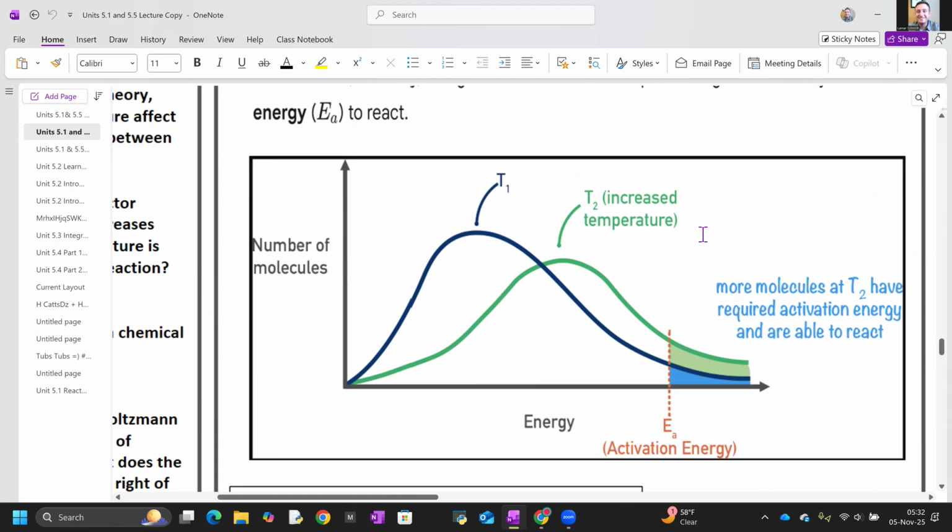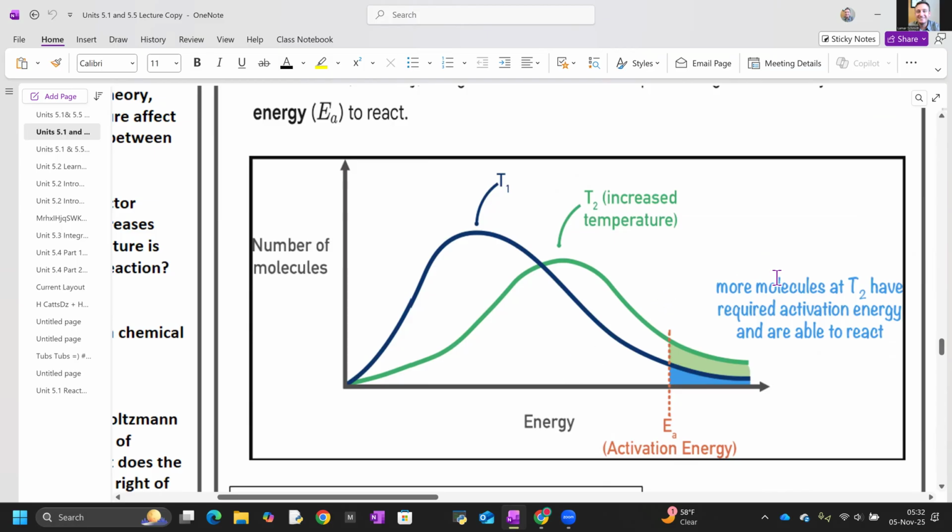And so we go back to our Maxwell-Boltzmann distribution. What we notice is at temperature 1, the average kinetic energy is lower than what we see in T2. If we look at T2, go to the top of the curve, we see the average kinetic energy is higher. Now, how does that affect the reaction rate?